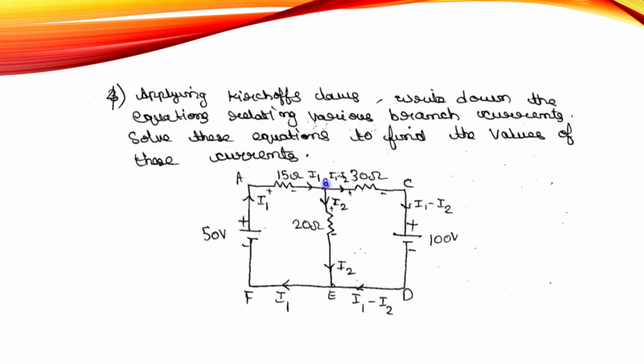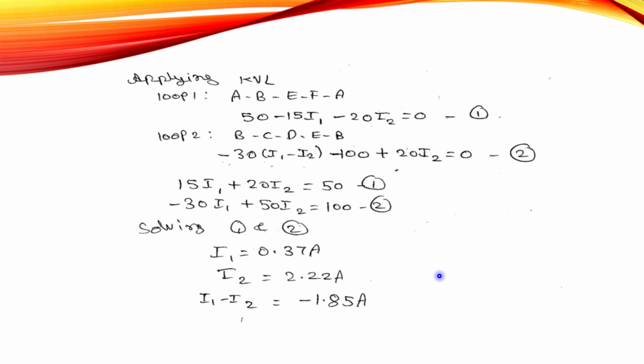Now, applying Kirchhoff's laws, we will write relative equations of various branch currents and solve the values of I1 and I2. So, initially from this circuit, we will be writing the equation for the A, B, E, F loop. Here we can see by applying KVL, loop 1, that is A, B, E, F, A, it is 50 minus 15 I1 minus 20 I2 which is equal to 0. Similarly, for loop 2, B, C, D, E, B: minus 30 into (I1 minus I2) minus 100 plus 20 I2 equal to 0. If we name the equations as 1 and 2 and solve them, we will get the currents I1 and I2 and also the current I1 minus I2.